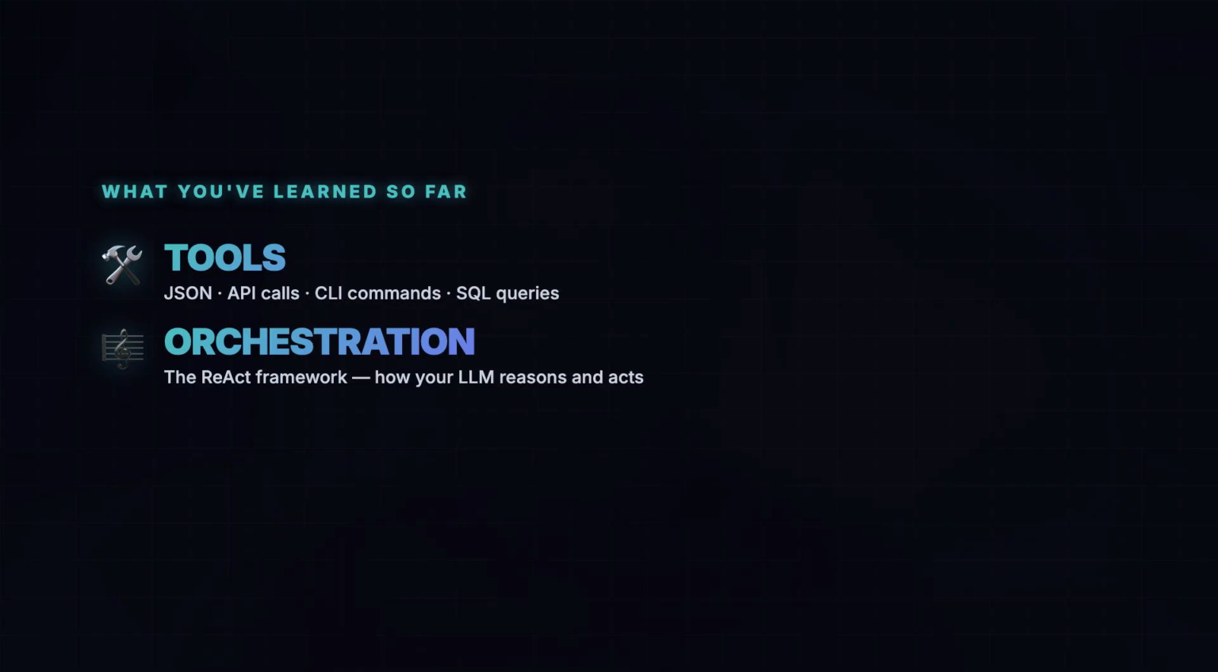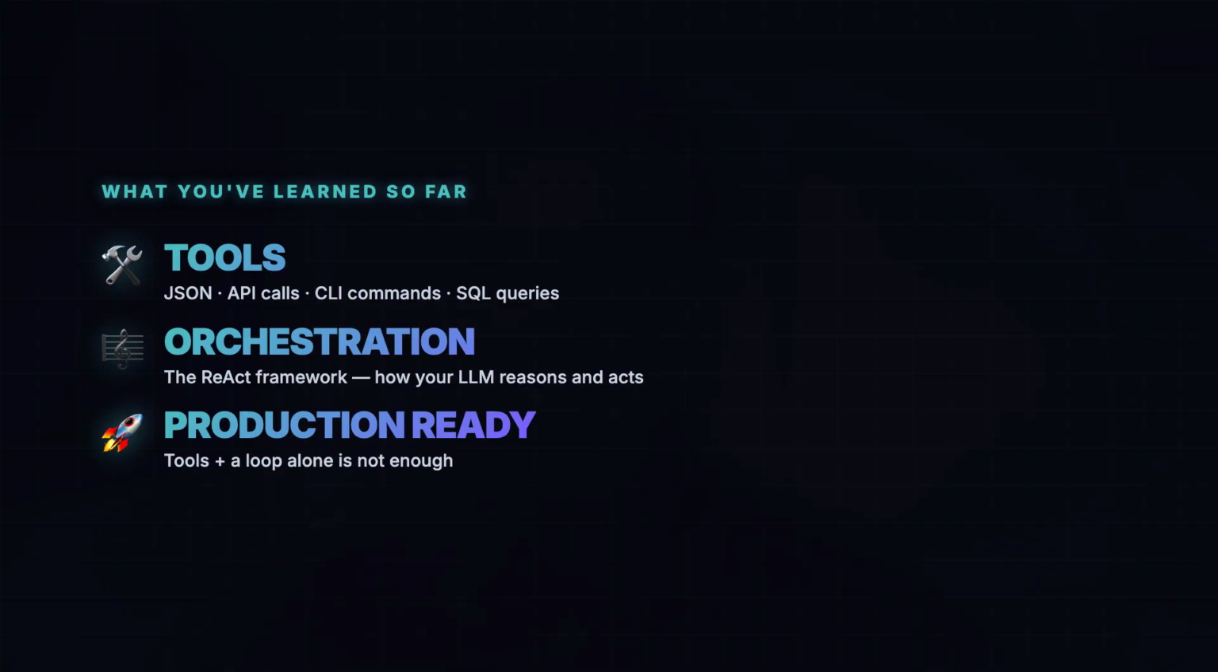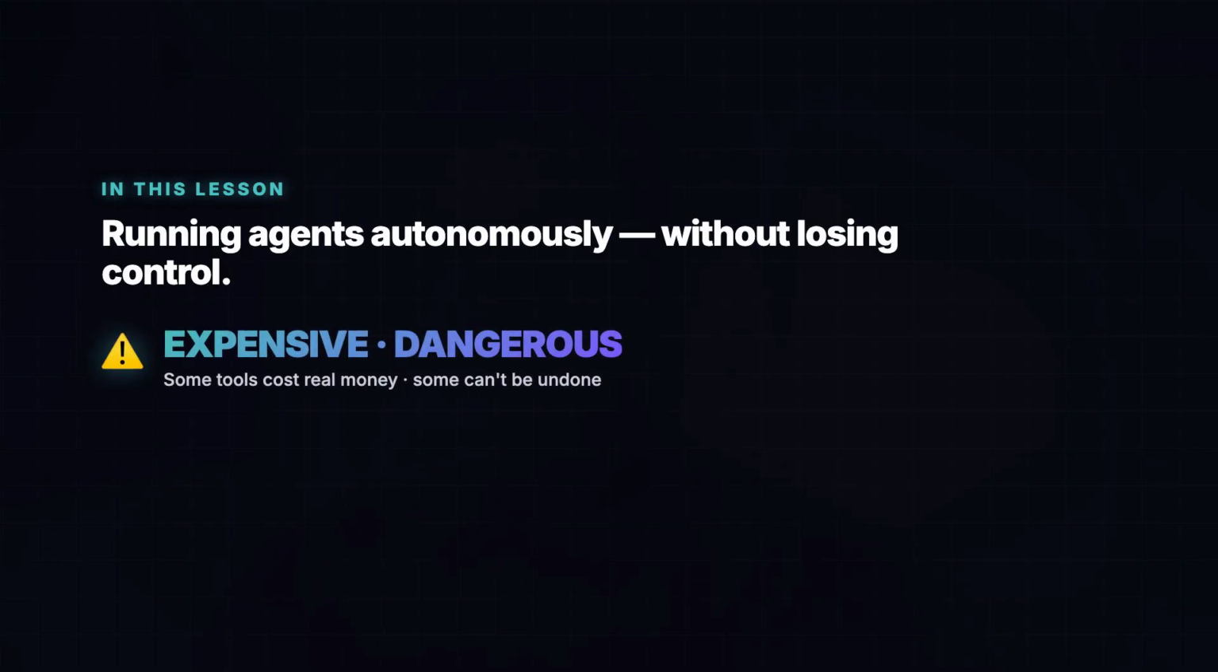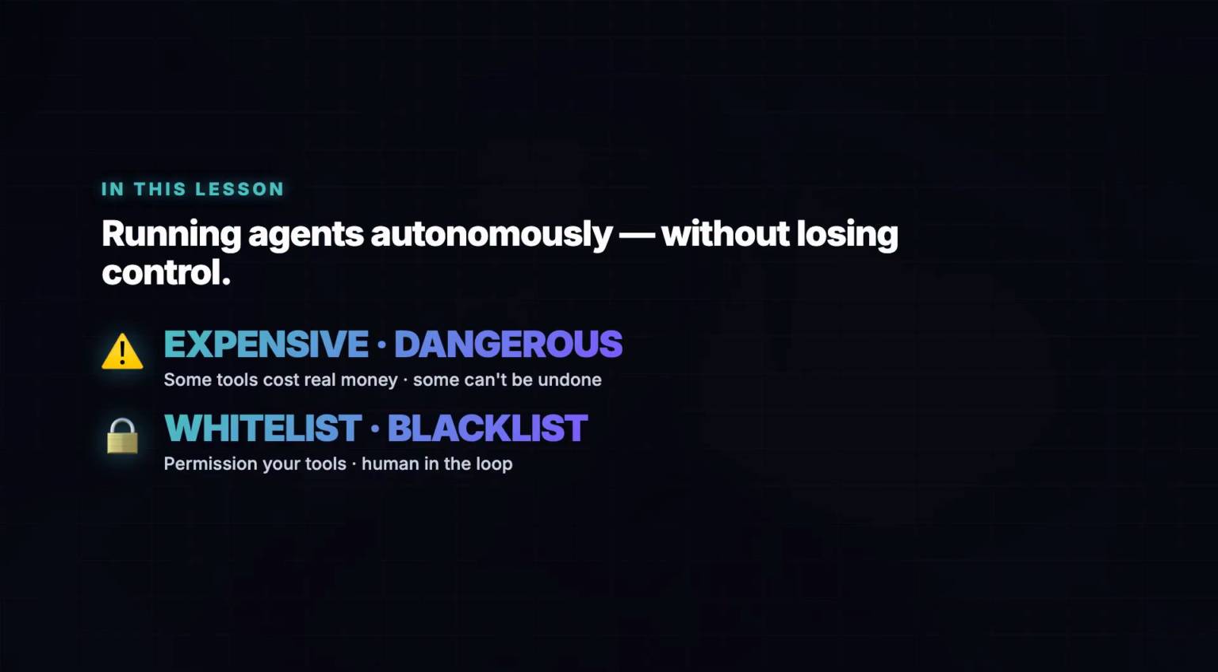However, a while loop and a bunch of tools is not enough to make a production AI agent. In this video, I'm going to be talking about another key part in making AI agents, and that's implementing permissioning within your tools. Not all tools should be executed autonomously. Some tools are very expensive or potentially very dangerous and can't be undone. So you want to think about how to make your AI agent autonomous but safe. You can do this by introducing a whitelist or a blacklist.